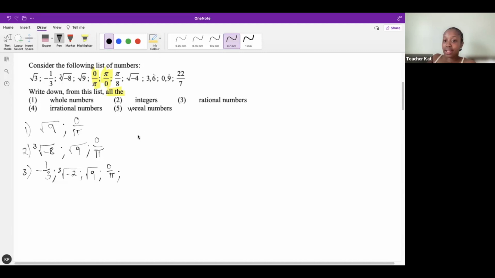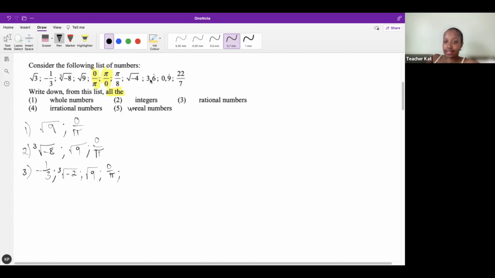Remember, pi is 3.14, blah, blah, blah. If you divide that by 8, you're going to get an even longer decimal. So that is definitely not rational. Square root of -4. No.